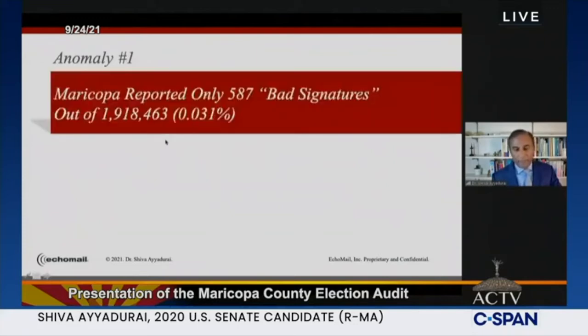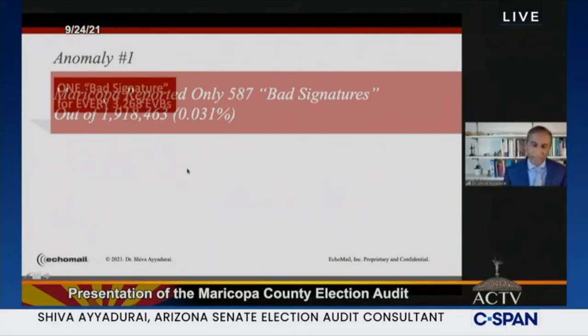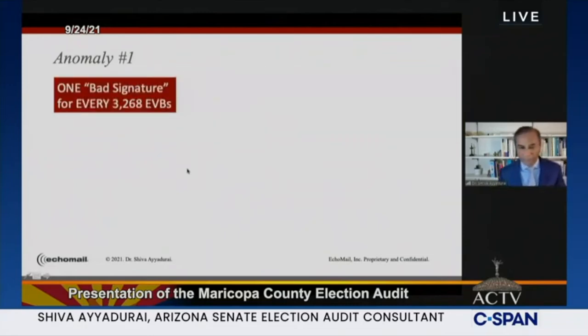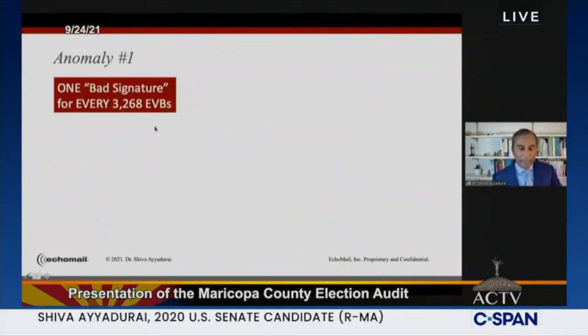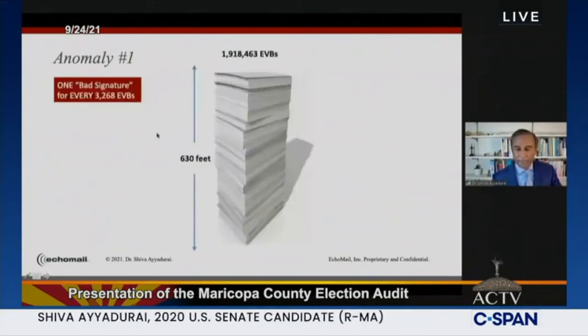Anomaly 1: Maricopa reported only 587 bad signatures. To give you some idea, that's 0.031%. And for people who didn't really like math, I thought I'd make it a little more pictorial. So this would be one bad signature for every 3,268 early voting ballot envelopes. So if you think about 1,918,463 early voting ballots, the unique ones that Maricopa said they got, and for each paper, by the way, the size of the paper is 0.1 millimeter, and you were to stack them up, you would get 630 feet.